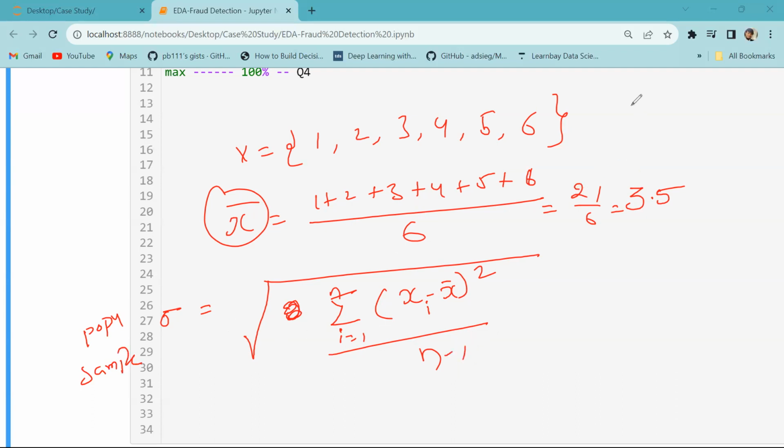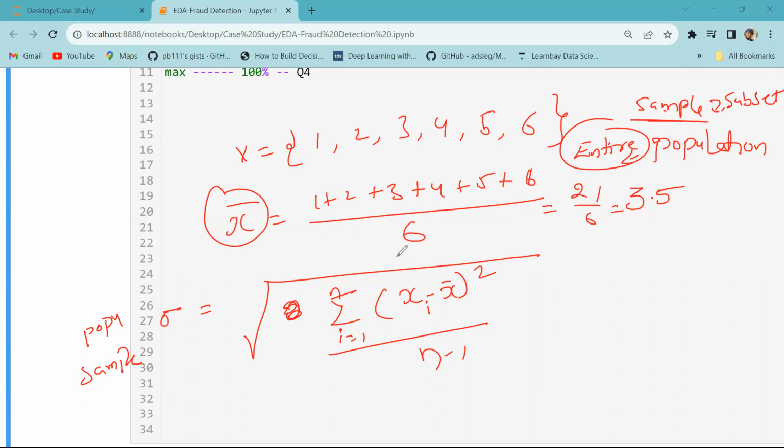Even for the mean also, we have two types of data: sample data and population data. What do sample and population mean? Population means the entire data, all the possibilities. Sample means a subset of the population. So when we are talking about the sample data, then when dividing by the number of elements, we have to take the degree of freedom, so total number of observations minus 1.